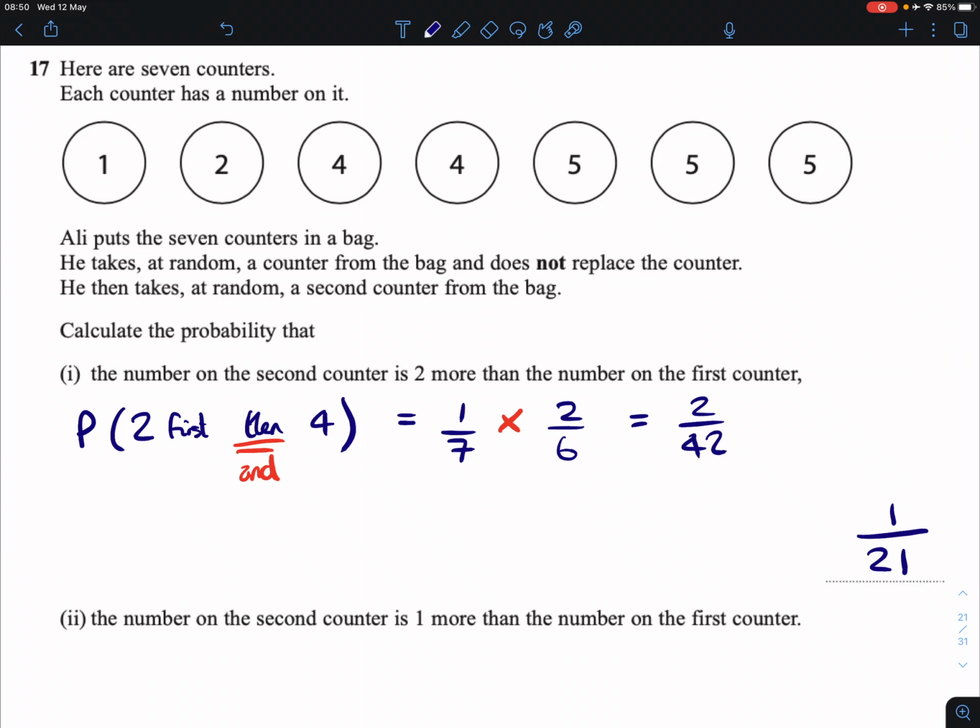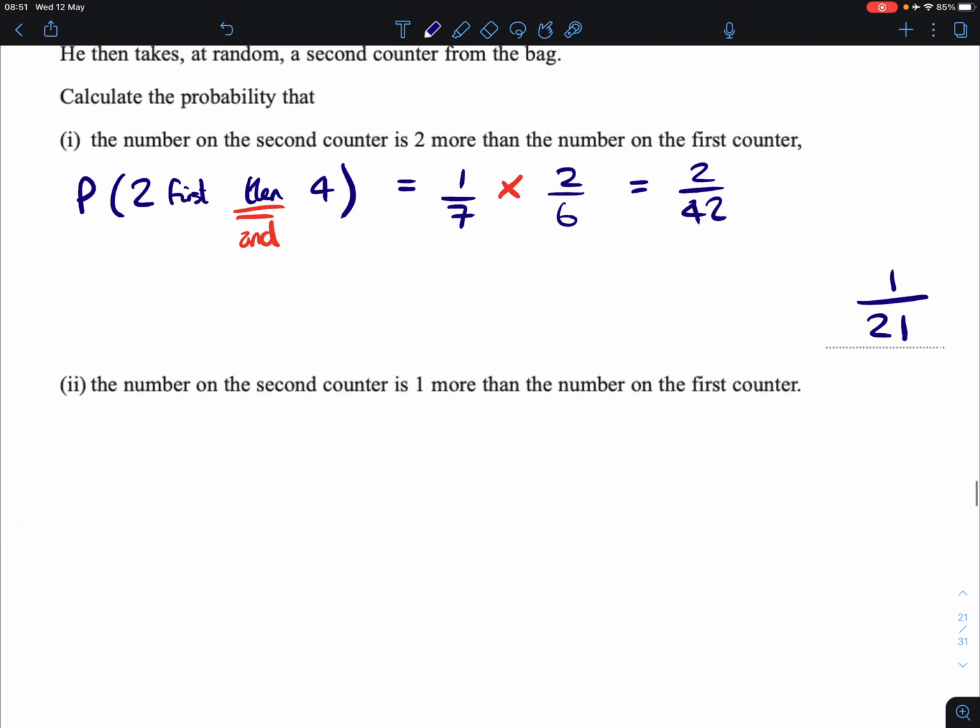Part 2, the number on the second counter is 1 more than the number on the first. So go through the motions again. If I pick a 1 first, a 2 next, that will work. If I pick a 2 next, there is no 3, so that doesn't work. A 4 next, there will be a 5. So we've got 2 different options here. We've got the probability of a 1 first, then a 2. And we've also got the possibility of a 4 first, then a 5.